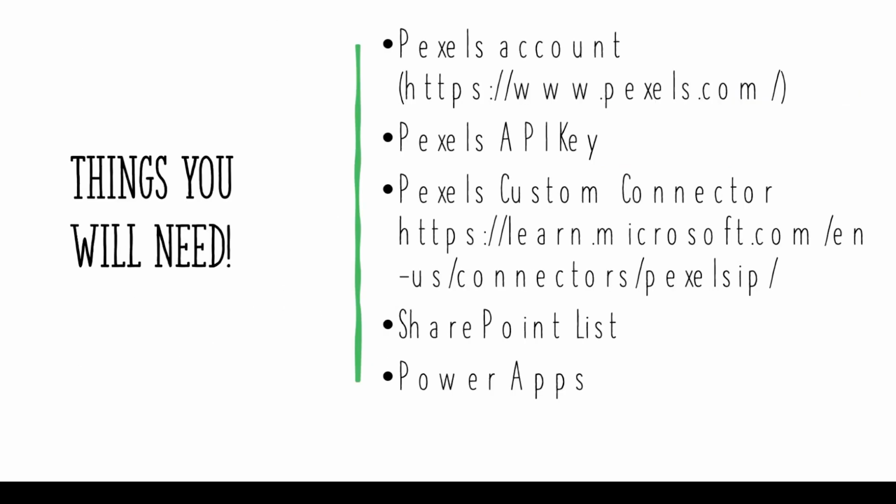The things you will need to take advantage of this tutorial is a Pexels account. That should be fairly easy. Once you have an account, you can get an API key. And then when we go to building, we're going to use the Pexels custom connector. And for the next part, episode number 2 of this one, you're going to need a SharePoint list to enrich whatever content you get out of that Pexels connector. Okay, and then, of course, we need the Power Apps environment.